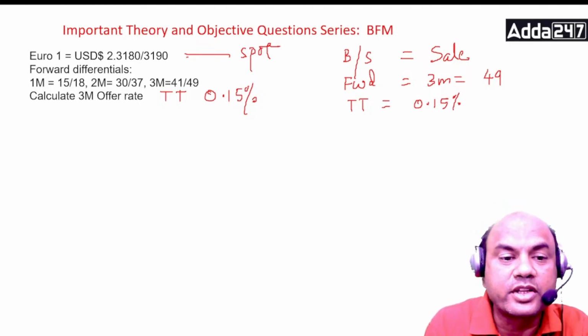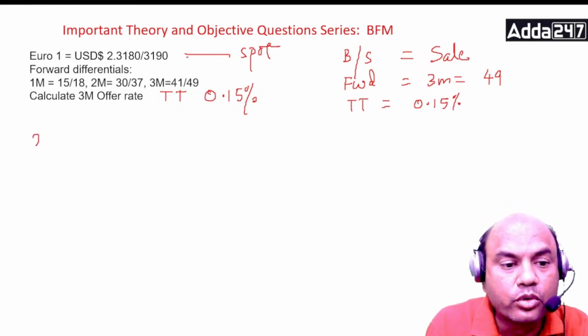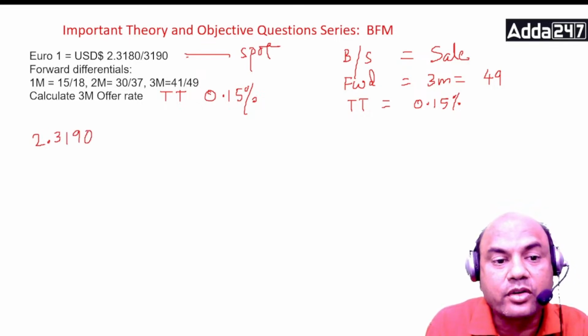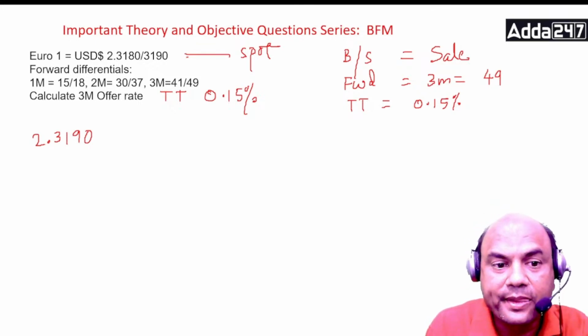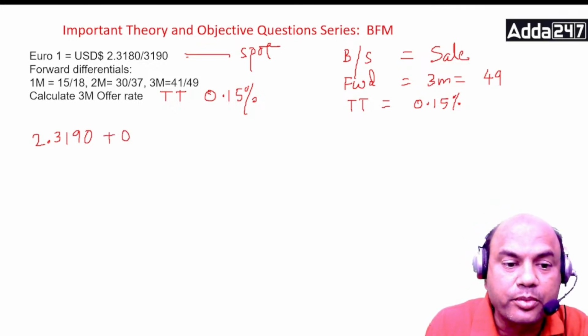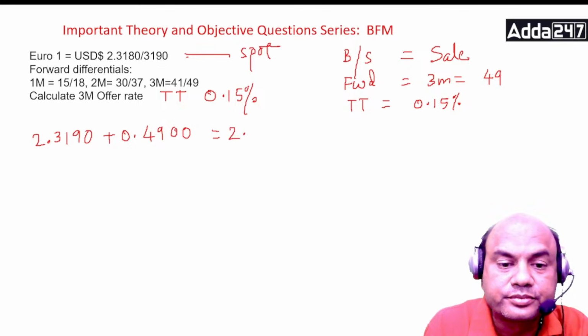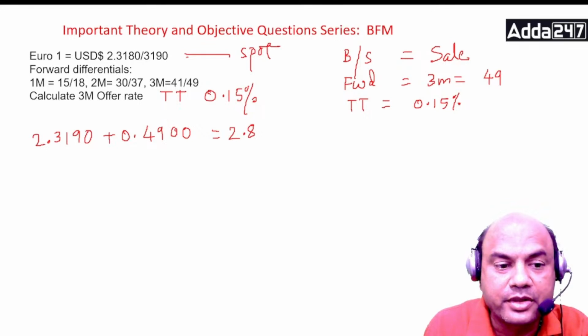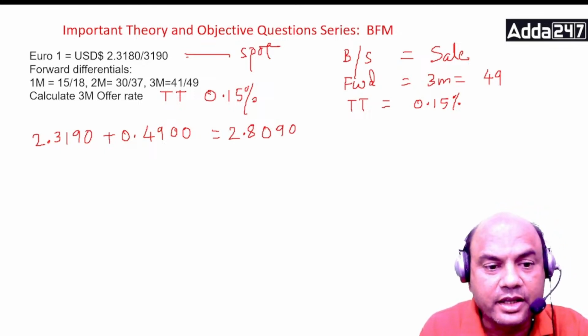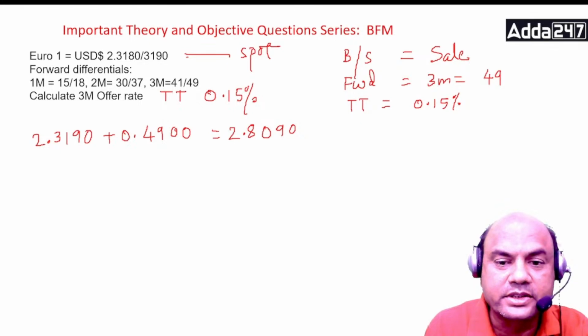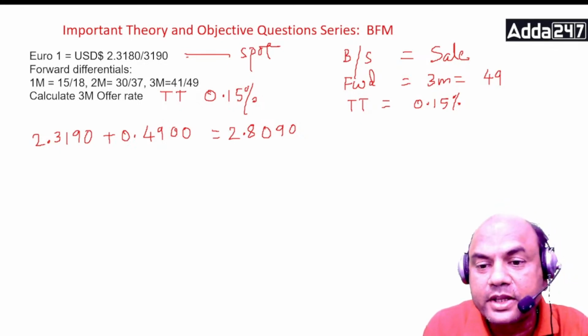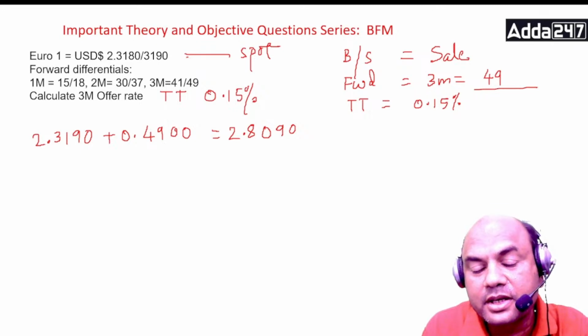What is the spot? 2.3190. Take 9 because it is offer, the right side. 3 months plus 0.0049 will be 2.8090. So you have got the forward point up to this step number 2, but step number 3 is remaining.